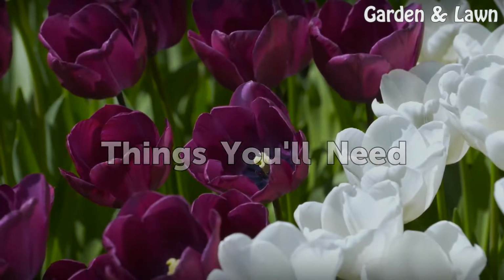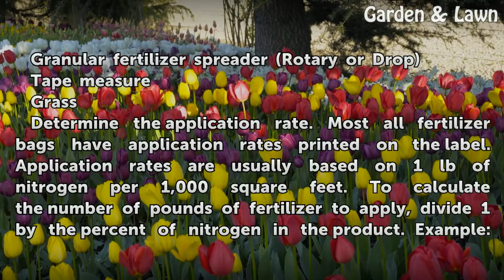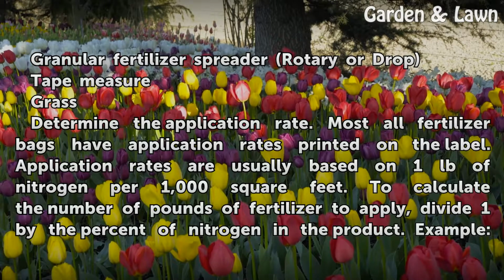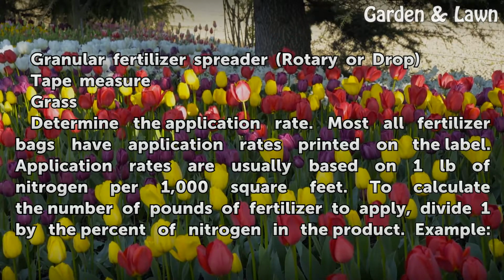Things you will need: granular fertilizer spreader, rotary or drop. Tape measure. Grass. Determine the application rate.